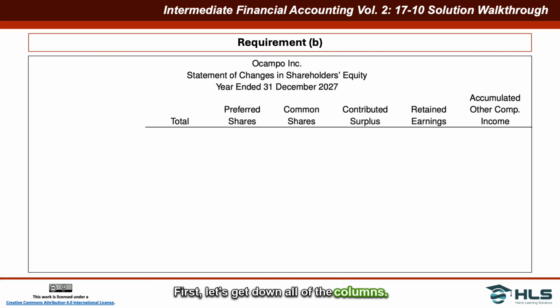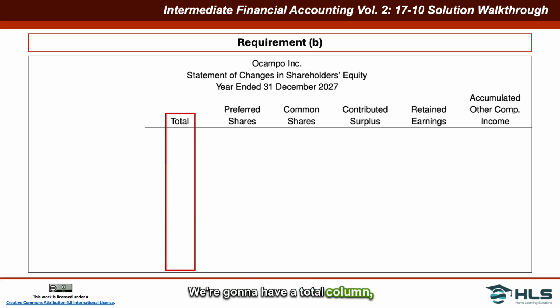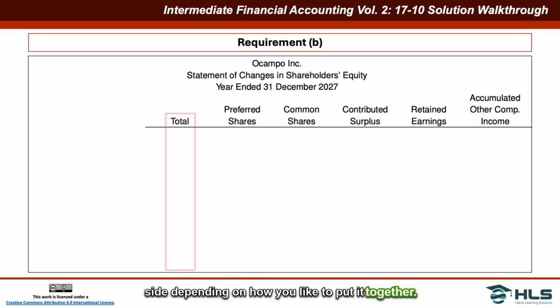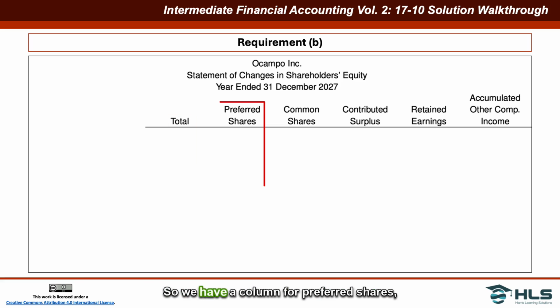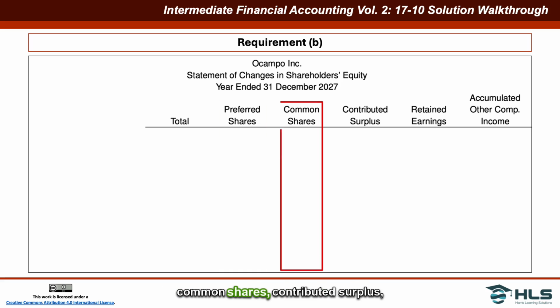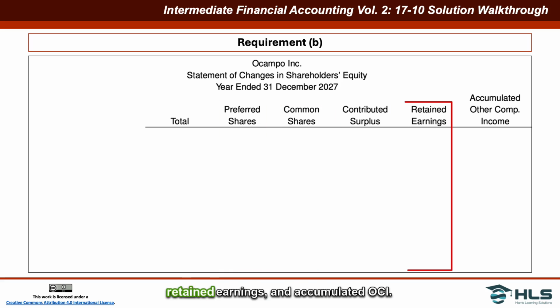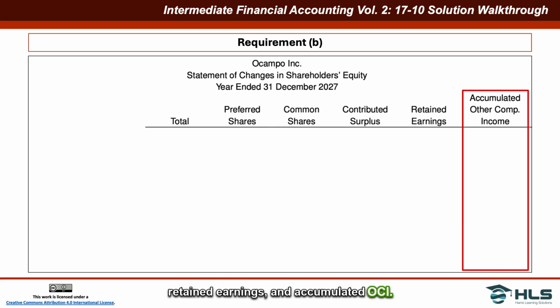First, let's get down all the columns. We're going to have a total column, which could either be on the left side or the right side, depending on how you like to put it together. And then we list all of the accounts that are provided in the original data. So we have a column for preferred shares, common shares, contributed surplus, retained earnings, and accumulated OCI.